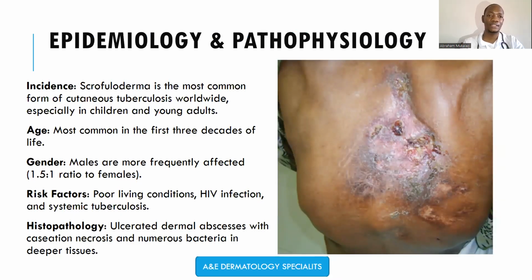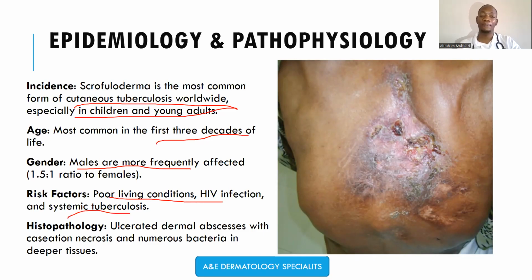So scrofuloderma is one of the common forms of cutaneous tuberculosis worldwide, especially in children and young adults. And it is most common in the first decades of life, that's around the first 30 years. And usually males are more affected than females. There's a slight predilection for males, but risk factors still include HIV infection, poor living conditions, and also if a patient has already systemic tuberculosis.